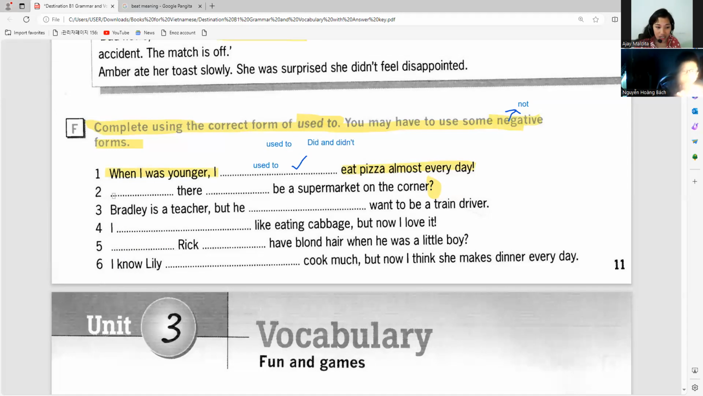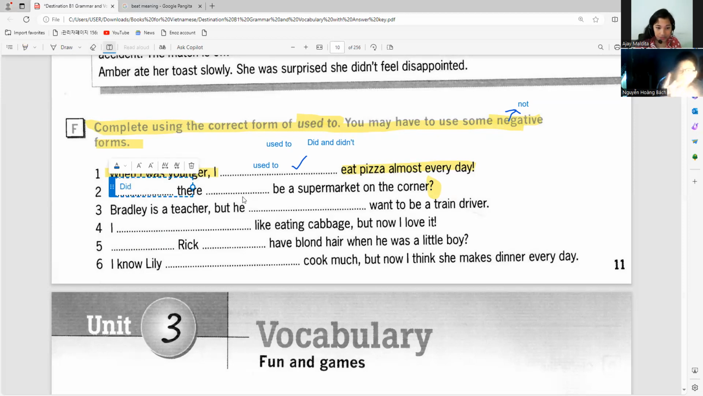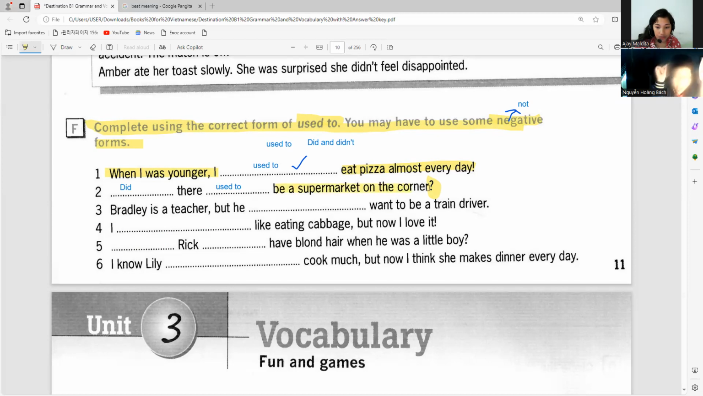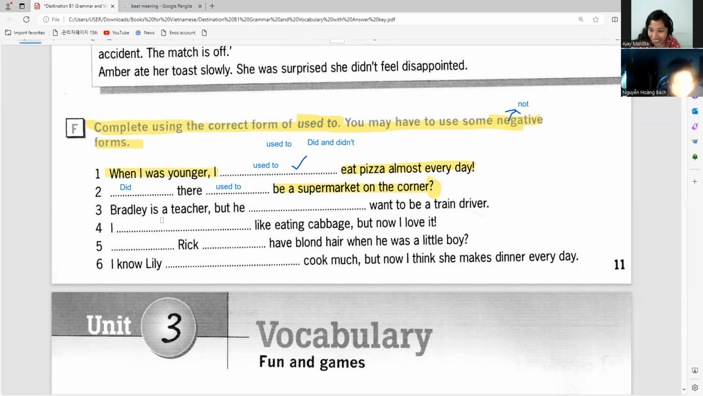You would choose, okay, so I will help you. Did. You say did. Did. Yes. Used to. You say used to. Okay, supermarket on the corner. So this one, you will use to supermarket on the corner. Oh, are you okay, Wang Bak? Yeah. Okay, let's move on to number three.